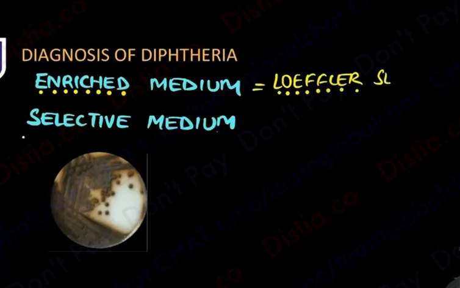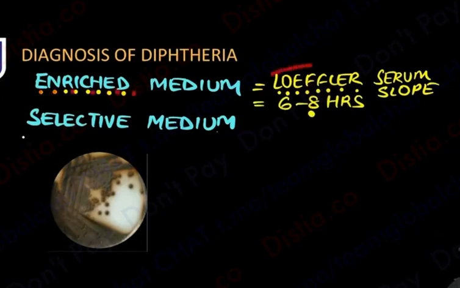It is known as Loeffler serum slope. Remember, Loeffler is used as enriched media. And how much time does it take for the growth? It takes 6 to 8 hours. That is why I was emphasizing on 8. So remember, enriched has 8 alphabets. Loeffler has 8 alphabets. The time taken to grow is also 8 hours. So jaldi diagnosis ho jayega within 8 hours, less than half of a day.